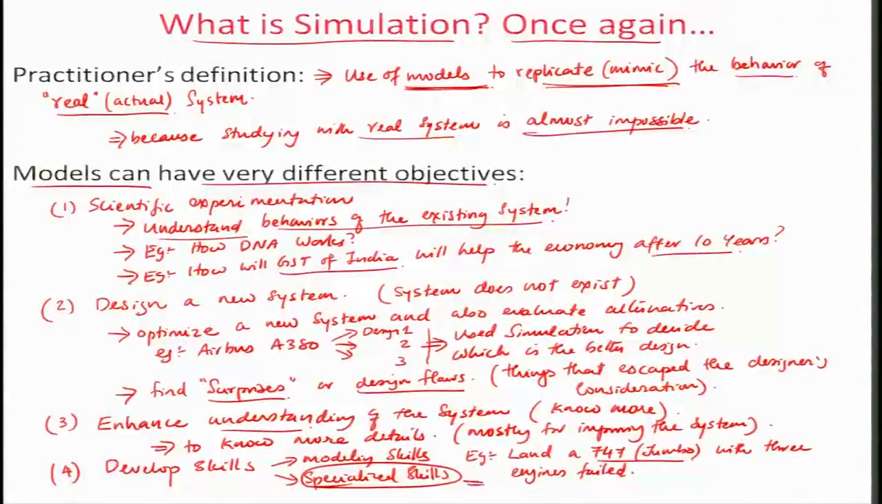Okay. So, the specialized skill in this example is handling emergencies. Okay. So, that is also considered as one aspect. So, development of skills in very tough situations or costly tricky situations is also one other objective of using models to study a system.